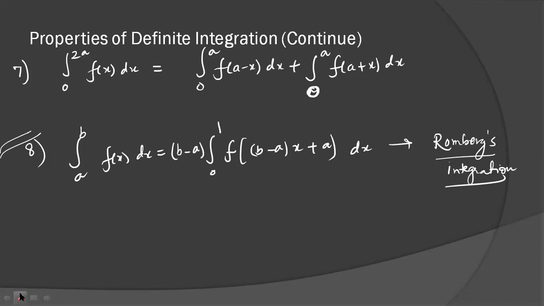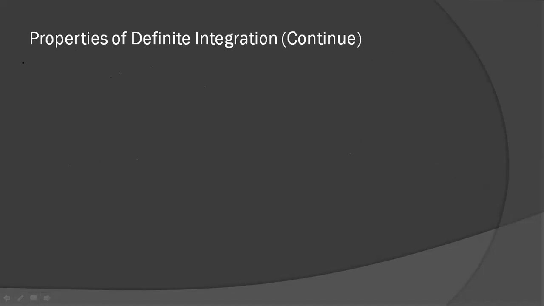Next property, Property 9. I have discussed the periodic function in lecture 14. If you remember the periodic function property, a function f(x) is said to be periodic if f(x) can be written as f(x) = f(x + T). Here T is the least positive real number, and T is called the period of the function. You can see my lecture 14, where I have discussed this periodic function.